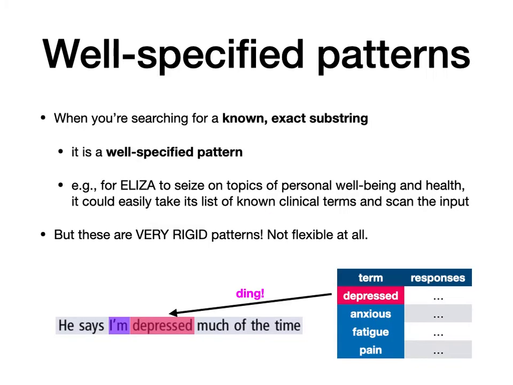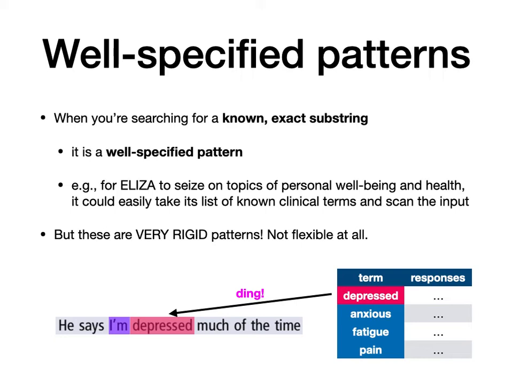This is what's known as a well-specified pattern. So when you know exactly what you're looking for, this kind of, I know the exact substring I need, that's a well-specified pattern. So Eliza might do this, say, in our first blush of understanding what she's doing. She could seize on a list of her known terms. She could just search the text for each word in her list. That would be kind of nice. Cool. That would work. It would work to be able to detect which of these words is in this string. I found one. Now I will do things.